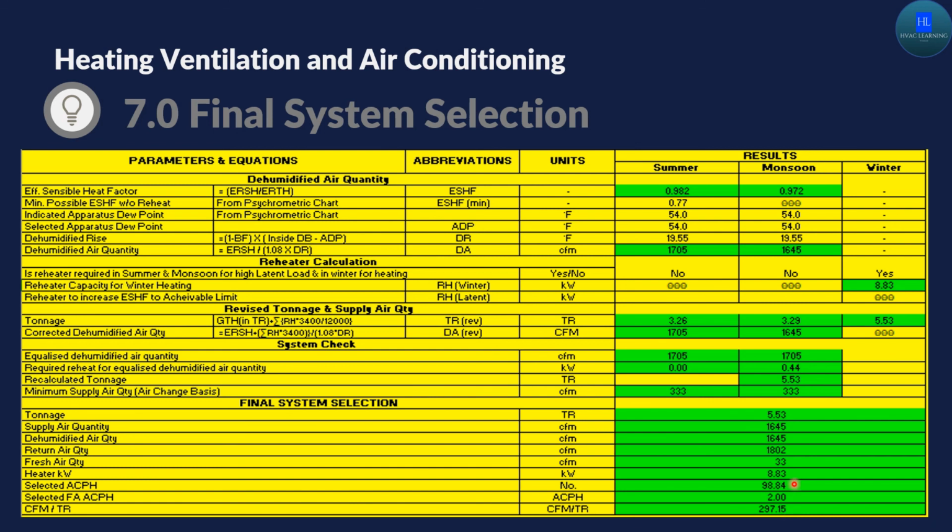Once we are ready with this, with the reading of dehumidified air CFM 1645, once this is with us, then we have to shift to the psychrometric chart. We will touch upon it maybe in another video, and from the psychrometric chart we will evaluate what is the exact tonnage or what is the exact heating capacity needed for a particular AHU.